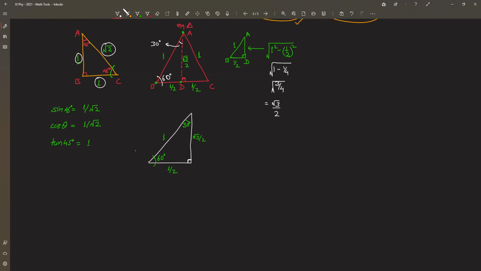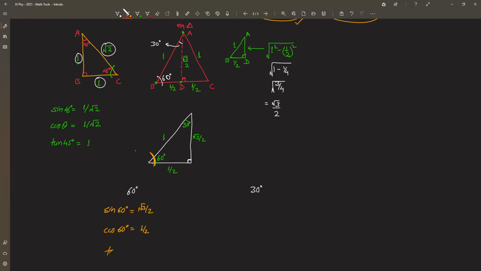So now if you are finding for 60 degree or for 30 degree, you know what you have to do. Sine 60 degrees. So this is 60 degree. Sine will be what? Opposite by hypotenuse. Opposite is what? Root 3 by 2. So this is root 3 by 2. Similarly, cos 60 degree is what? Adjacent by hypotenuse. So 1 by 2 divided by 1.